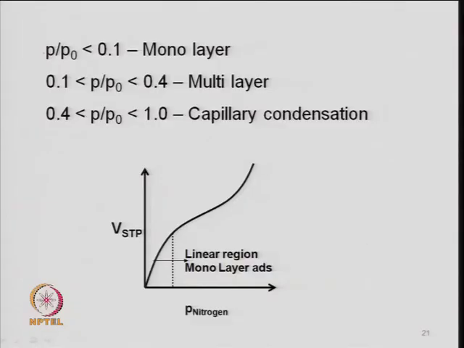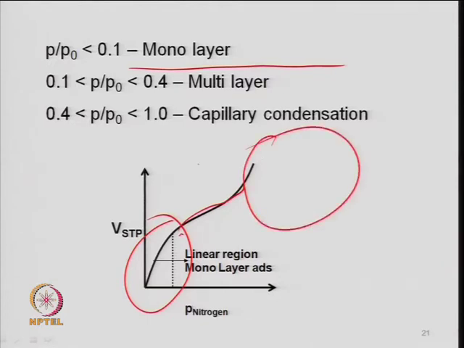We have already seen that for P by P0 less than 0.1, we say that a monolayer is formed, which is the indication here, and 0.1 to 0.4 is multilayer adsorption, which is here like this. When it goes beyond this, capillary condensation takes place. That is the typical BET isotherm curve. Generally we do not go beyond P by P0 of 0.3, or even less, because we understand that up to that the monolayer has formed, and those data are sufficient to give you the total surface area of the solid.